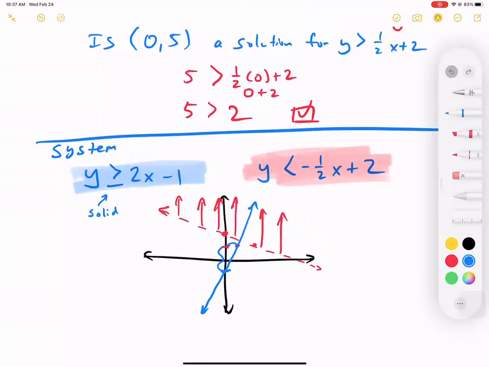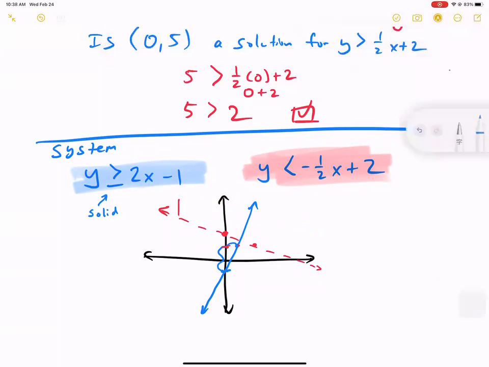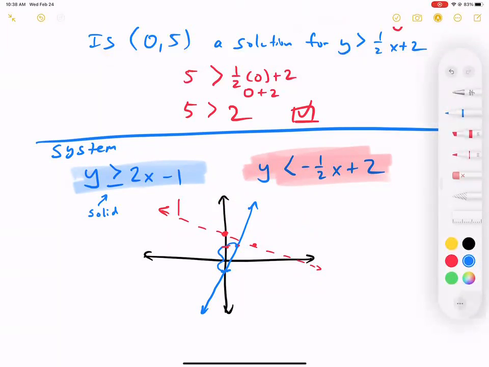Whoops, sorry. Man, I drew it the wrong way. Y is less than for the red, isn't it? Y is less than for the red. So I went the wrong way. And for the blue, Y is greater than. So instead of drawing up and down, I'm actually going to draw it a different way.